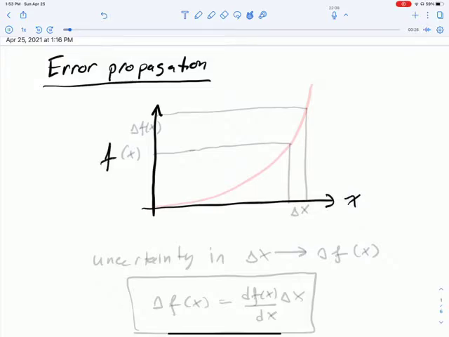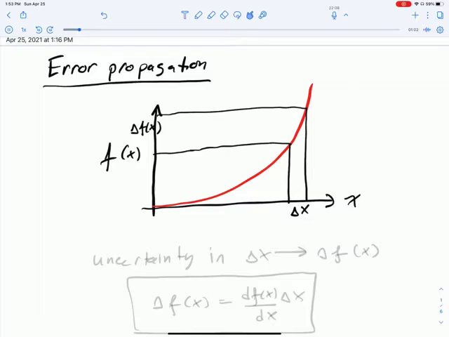So I've got a graph of a function f of x, and f can have any shape. I'm going to draw it kind of parabolic here. Of course, if I take some interval of this particular graph, then that corresponds to some increment in x, and it also corresponds to some increment in f of x. Of course, they're not going to be equal to one another if the graph isn't linear.